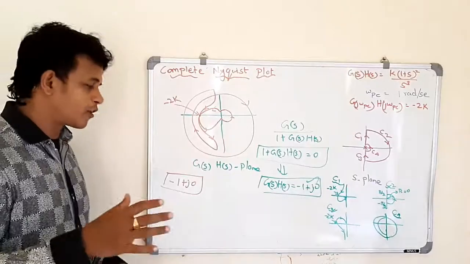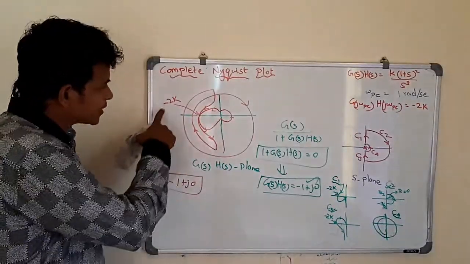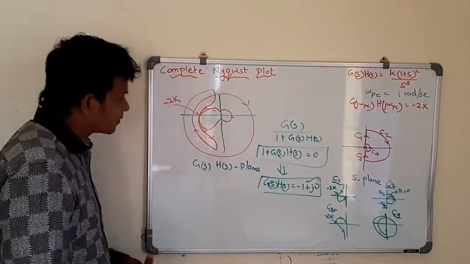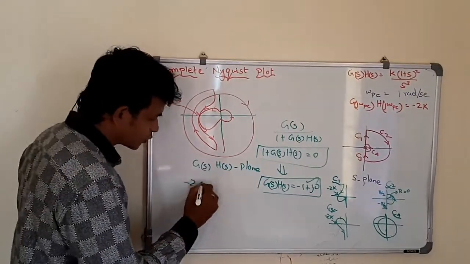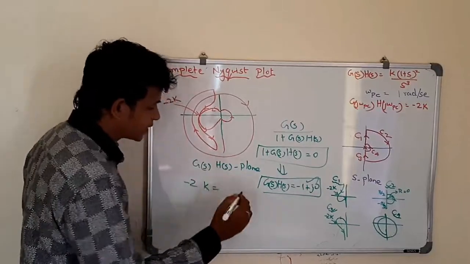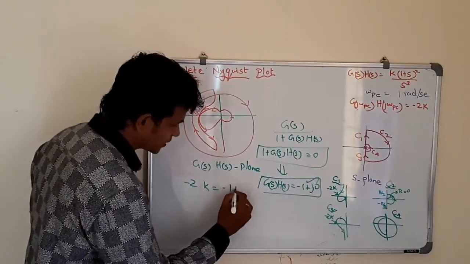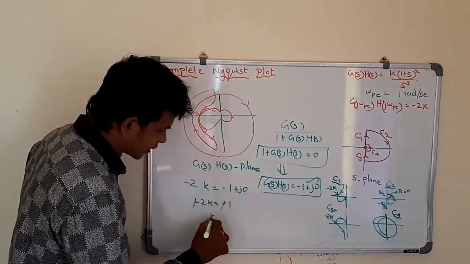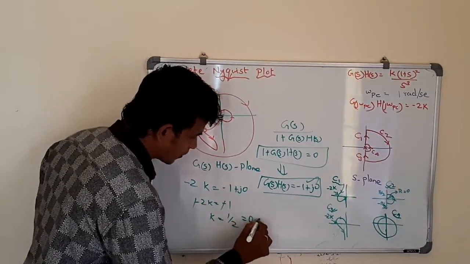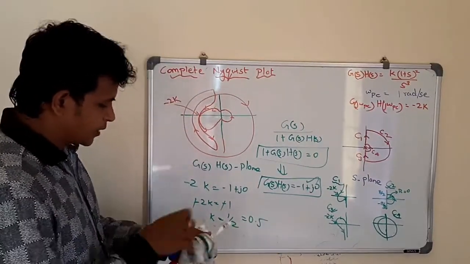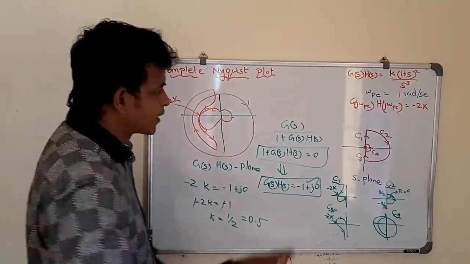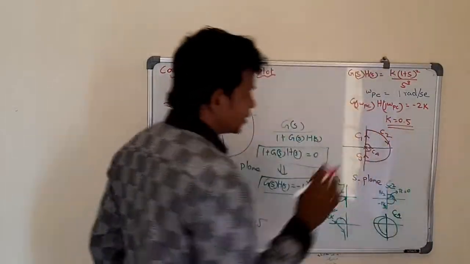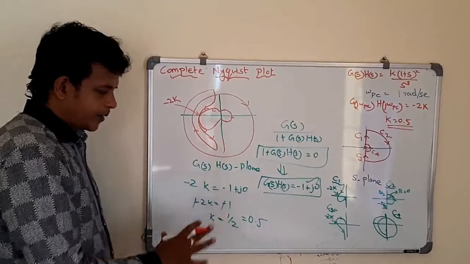So for maximum K, the point minus 2K should exactly match minus 1 plus j0 for marginal stability. That means minus 2K equals minus 1, so K equals 1 by 2, that is 0.5. I am making a note of it: the maximum value of K is 0.5.